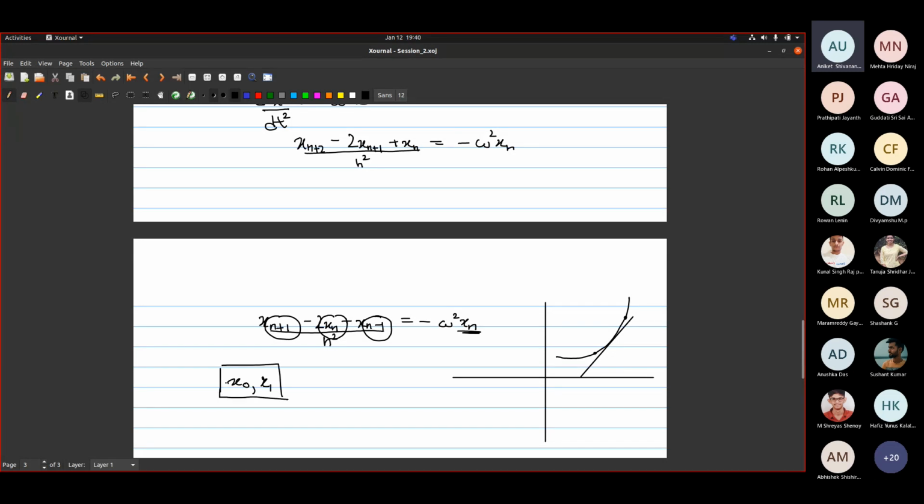Now the knowledge of x0 is pretty easy. It's the initial condition, where the oscillator is at some time t. That is pretty simple to find. But x1, in physics, is useless, because x1 is what we want to calculate.